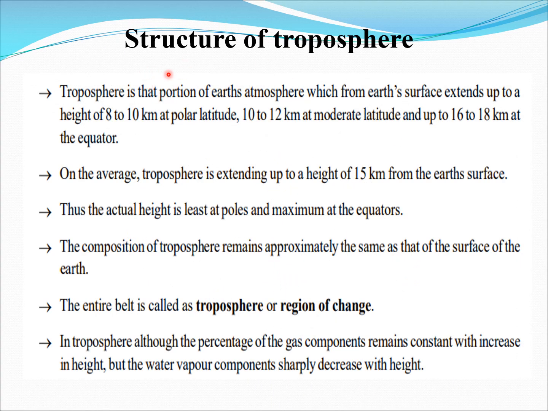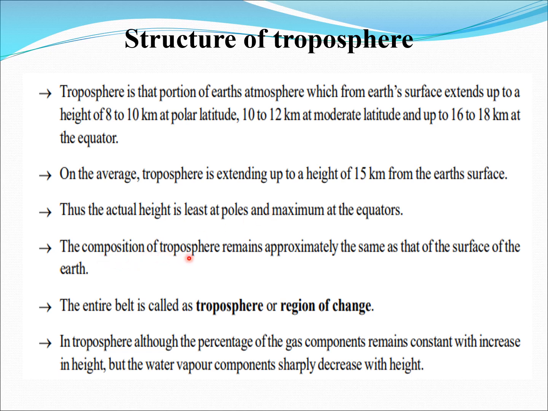Now let us discuss about structure of troposphere. In polar latitudes, the troposphere will be at a height of 8 to 10 kilometer, and it is 10 to 12 kilometer at moderate latitudes, and it is 16 to 18 kilometer at the equator. On an average, the troposphere is extending up to 15 kilometer from Earth's surface. The actual height is least at poles and maximum at the equators. This is what is told in the first point. It is 8 to 10 kilometer in polar and 16 to 18 kilometer in equator.